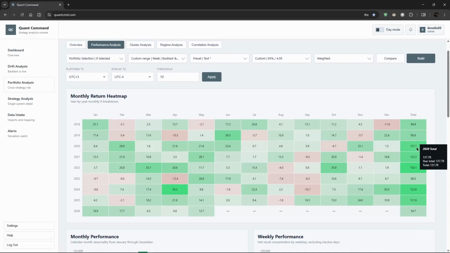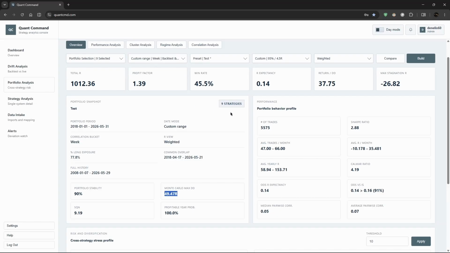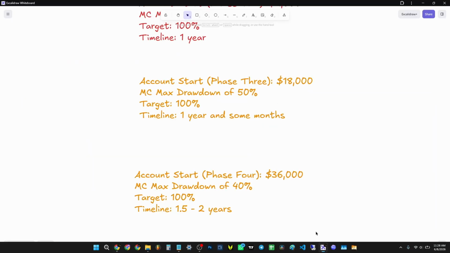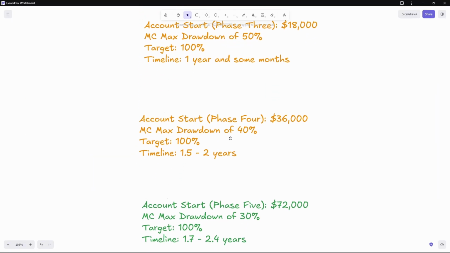And as you can see from the returns here, 2018 did not hit this target, 2019 did not hit it, 2023, so 3 years we did not get to this target, but other years we had 100% return. So we can expect to make this in about a year and 5 months thereabout, right? And that's phase 3. And rinse and repeat again.